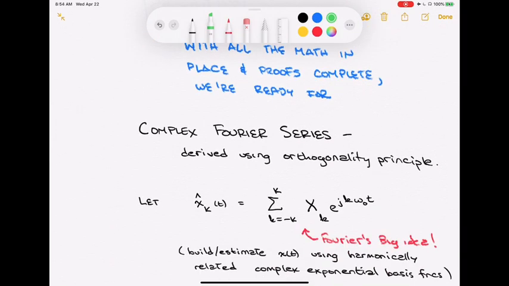If you have been a little bit overwhelmed by just all this background in here, the result that we want comes out super simply once we have all this background math in place. So we're going to go ahead and derive the complex Fourier series.